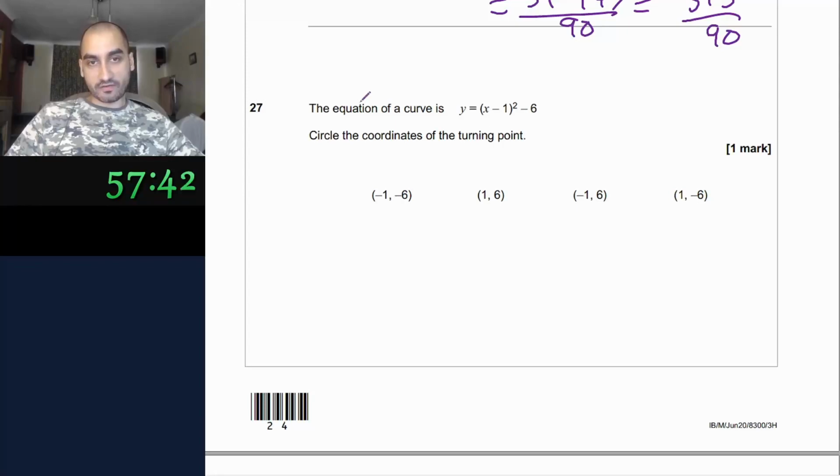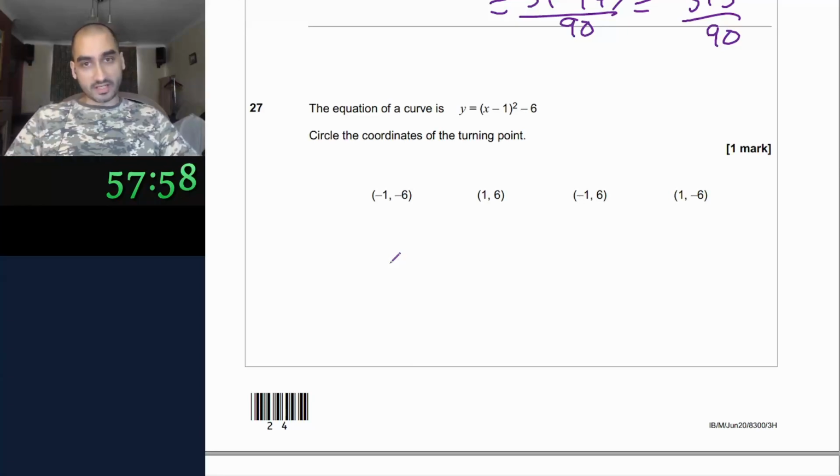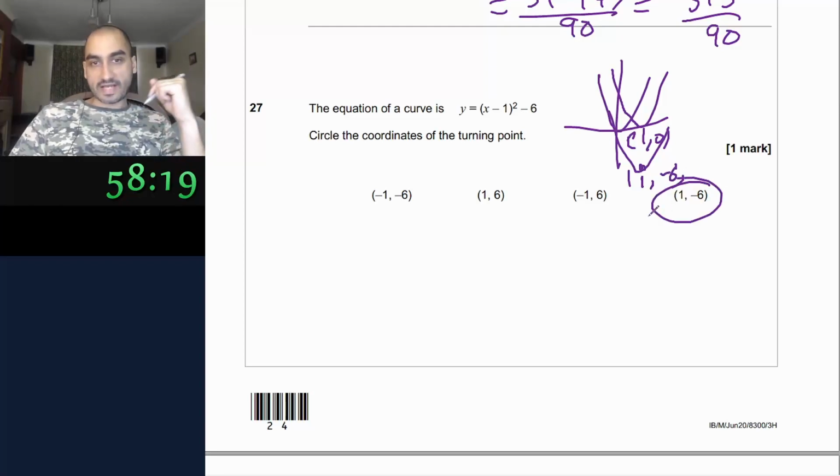The equation of a curve is y equals x minus 1 squared minus 6. Circle the coordinates of the turning point. I don't remember how these work again. So it's translations, isn't it? So y equals x squared is that. So y equals x minus 1 squared would be this, 1, 0. Minus 6, you'd move it down. So 1, minus 6. Okay, that. Otherwise you could use calculus.